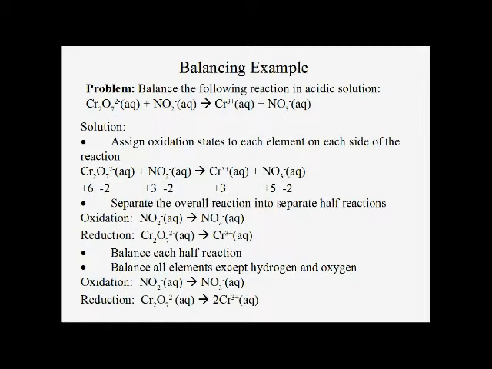Okay, so our first step is going to be to balance all the elements except for hydrogen and oxygen. The nitrogen is already balanced. Chromium is not balanced on the reduction reaction. So on the product side, we need 2 chromiums to balance the 2 chromiums on the reactant side.